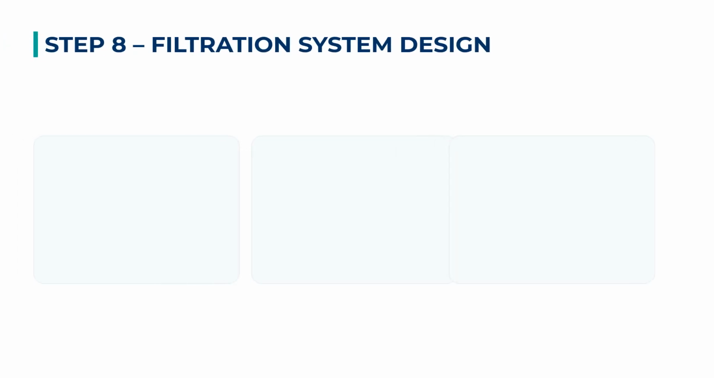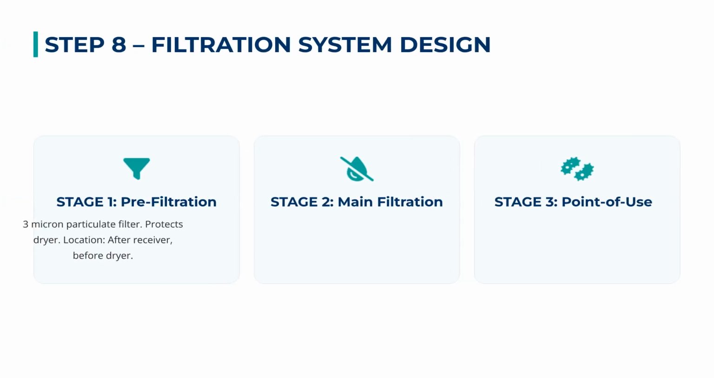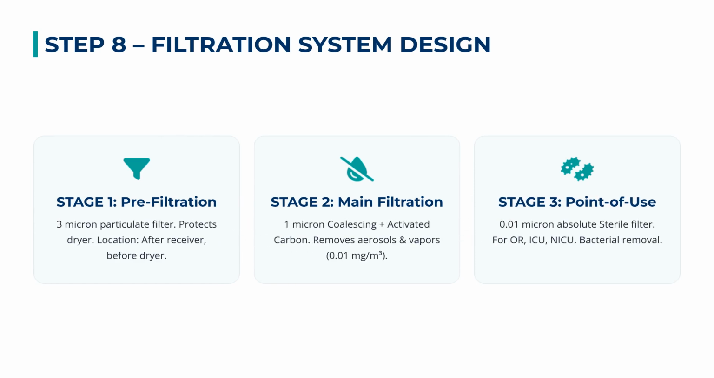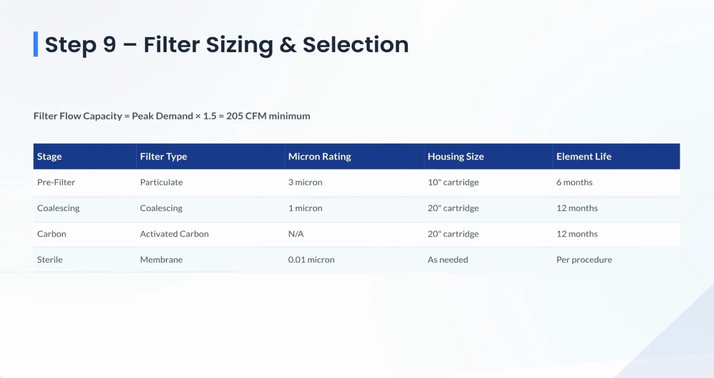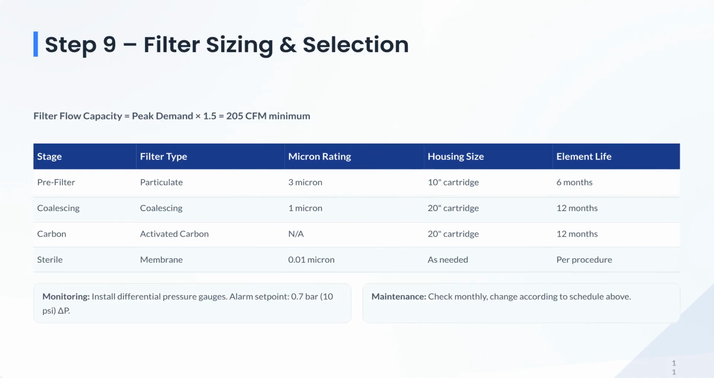Step 8 details the filtration system design, which has 3 stages. Stage 1 is pre-filtration to protect the dryer. Stage 2 is main filtration, using coalescing and activated carbon to remove aerosols and vapors. Stage 3 is point-of-use sterile filtration in critical areas. The minimum filter flow capacity must be 205 CFM. We establish required micron ratings, housing sizes, and element life for each stage. Monitoring using differential pressure gauges is crucial for timely maintenance.